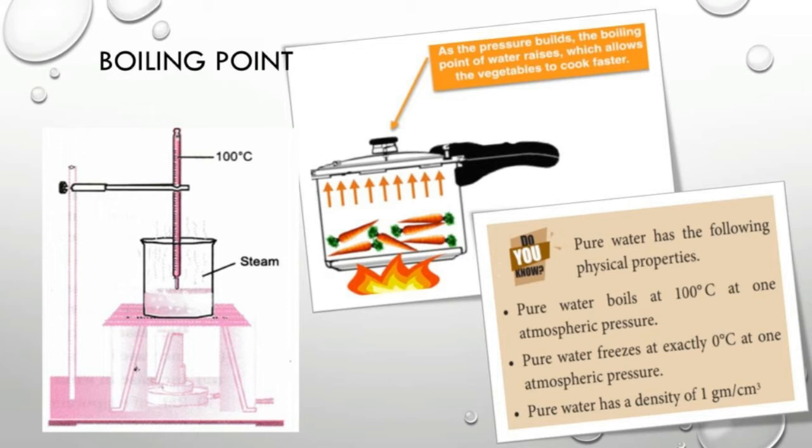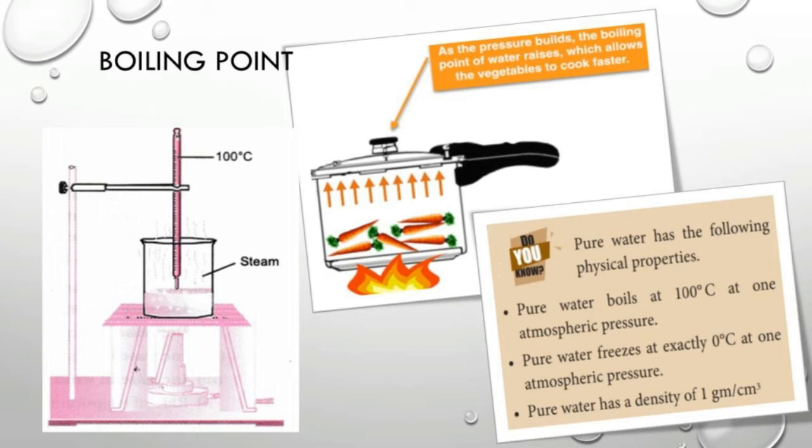For example, when a pressure cooker is heated, a high pressure is built inside it. The high pressure increases the boiling point of water. Thus, water remains a liquid at a higher temperature in the cooker. That is, it's greater than 100 degrees Celsius. This cooks the food faster.